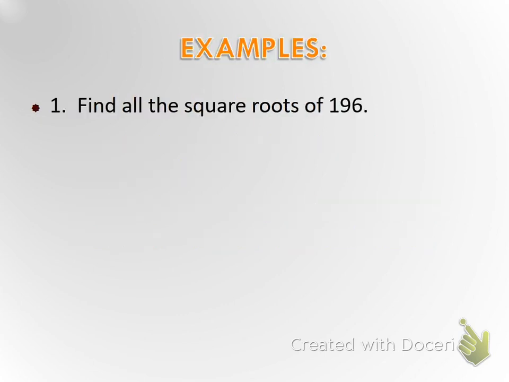All right, so let's talk about some examples. First one, find all the square roots of 196. So square roots we've done before. We take the square root of 196. What do we get? 14 or negative 14. So we usually put the plus or minus out in front. Okay, so for the square root of 196, we get 2 roots because the square root is an even root. So we'd get plus or minus 14.